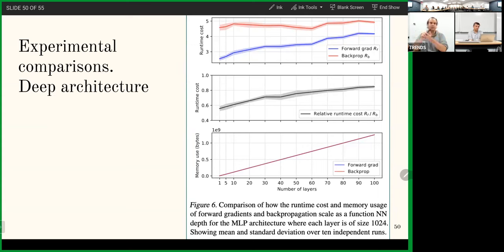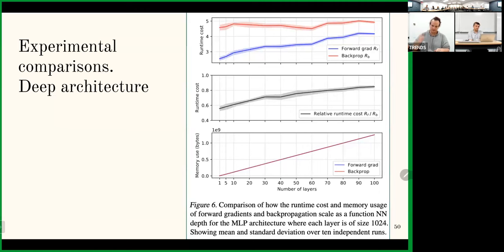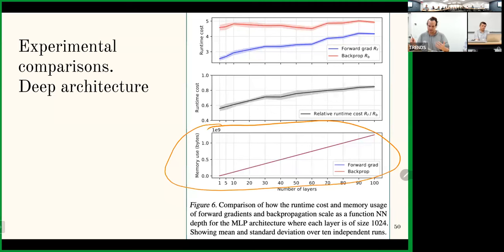So they took some MLP with a variable number of layers, and they saw how those algorithms behave on different numbers of layers. There are two results I want to highlight here. This one is showing us how the memory usage evolves with the increase in complexity. And there is only one line here. So it means that both algorithms are using the same amount of memory.